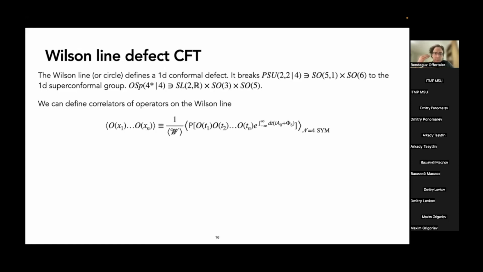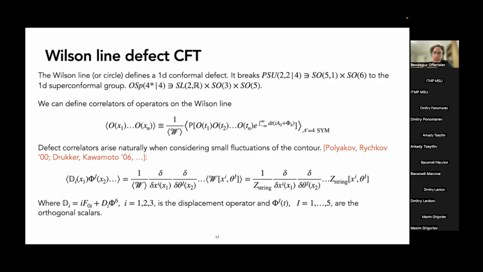We can define defect correlators of adjoint operators by inserting them along the contour and connecting them in path order with sections of the Wilson line to create this gauge invariant operator. Once we normalize by the expectation value of the Wilson line or the circle, then these defect correlators on the line and circle are related by a conformal transformation, which is why we can treat them interchangeably.